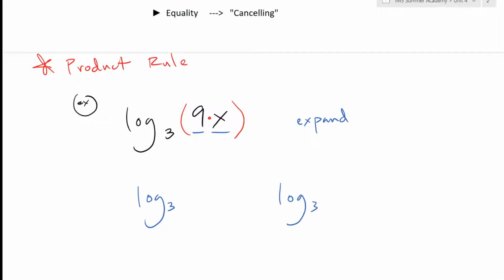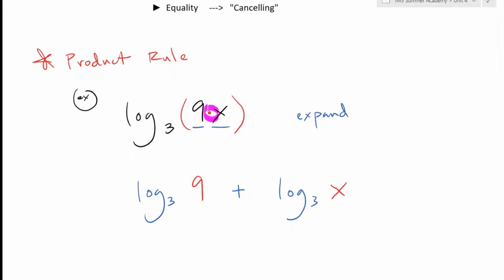Now the multiplying, that's called product. That is going to become addition. So we're going to put a plus sign in between these. And I'm going to split this apart, where the 9 goes with the first log and the x goes with the second log. And there you have it. You have expanded using product rule.